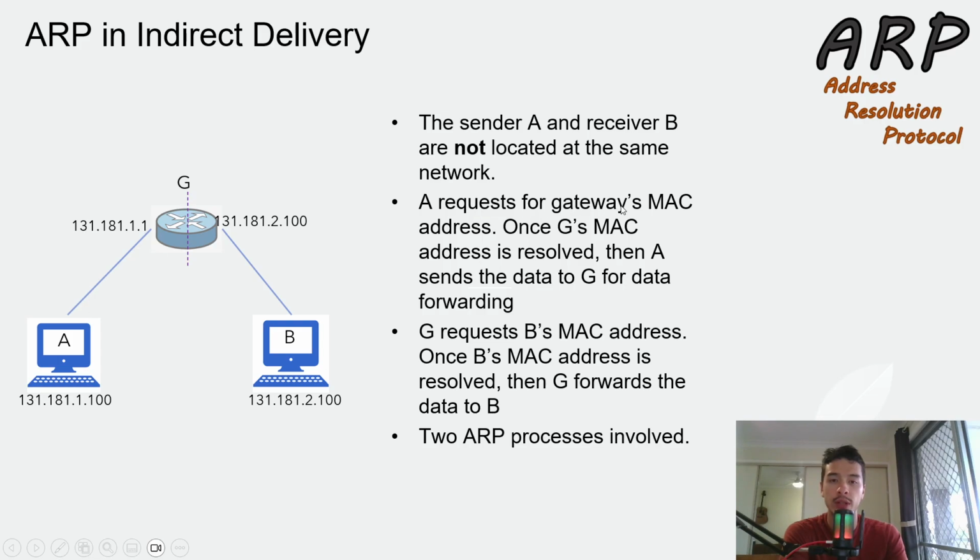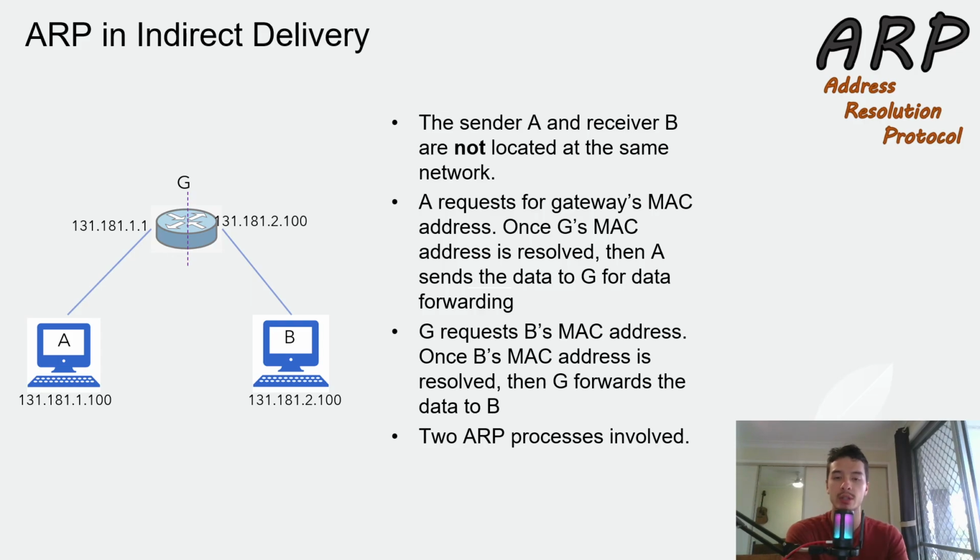You've got a request for the gateway's MAC address. Once G's MAC address is resolved, then A sends out data to G for data forwarding. So once you find the MAC address for this one, we can now send data here, and then this forwards it to the next one to see if that's going to be the correct device which we're sending to.